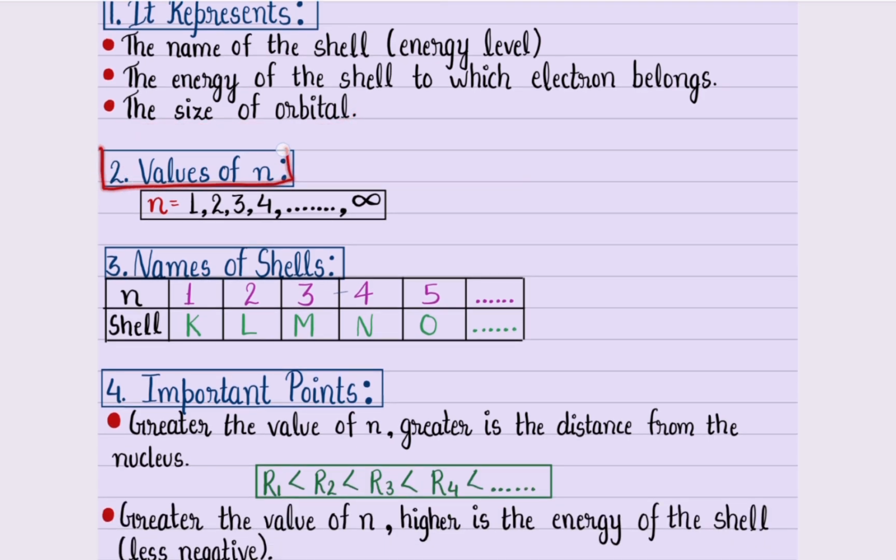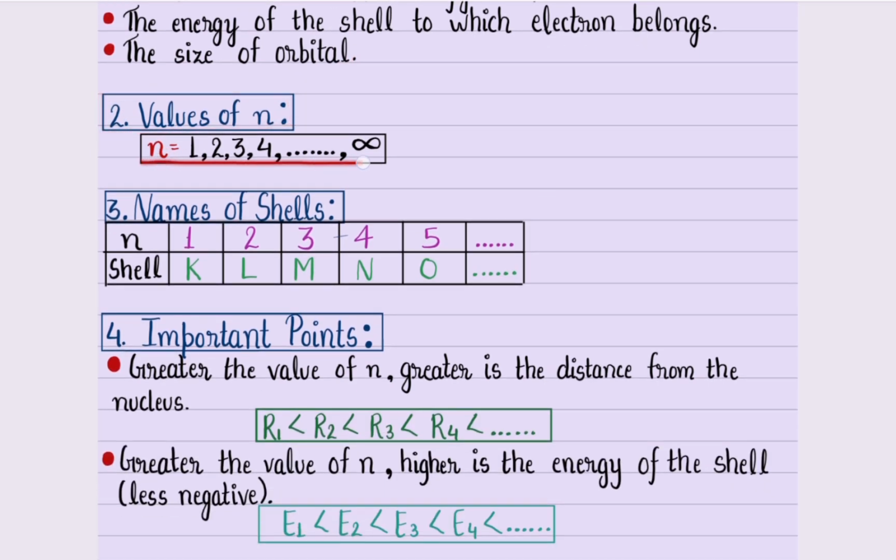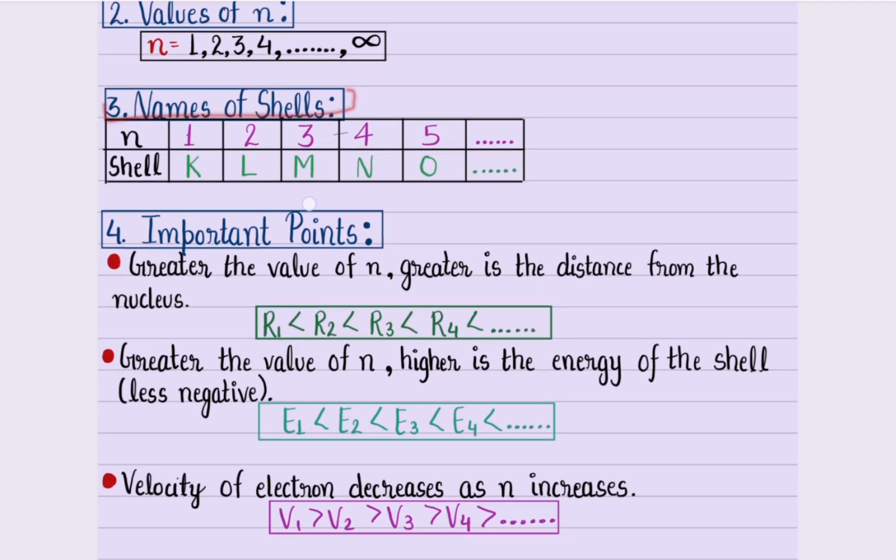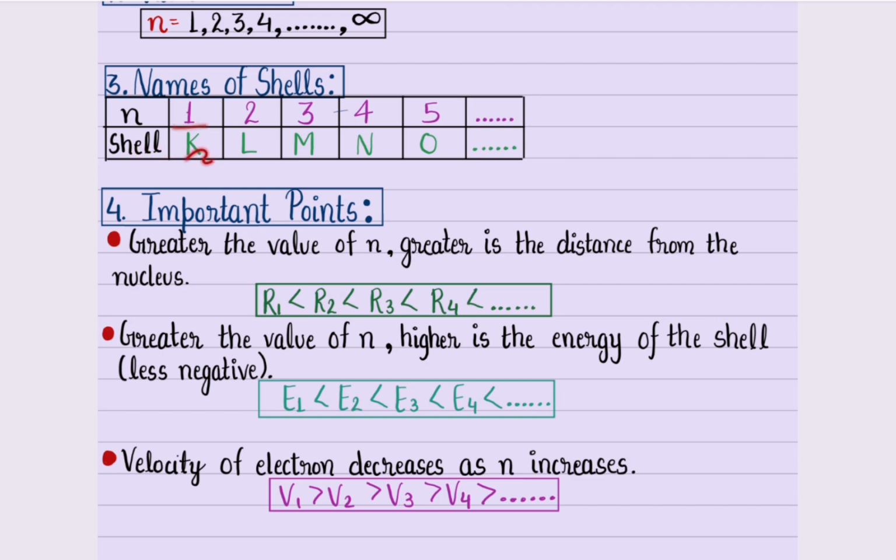The next point is values of n. These are the values of n. It could be 1, 2, 3, 4, and so on. Names of the shell: if n is equal to 1, then the shell is K. If n is equal to 2, then the shell name is L. If n is equal to 3, then the shell name is M. If n is equal to 4, then the shell name is N, and so on.